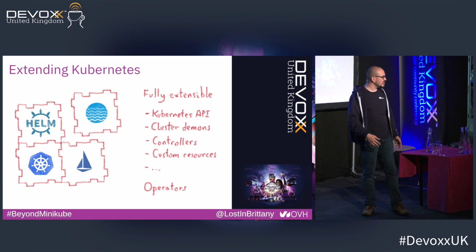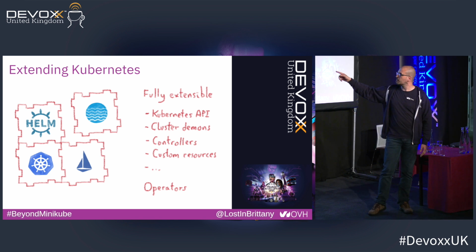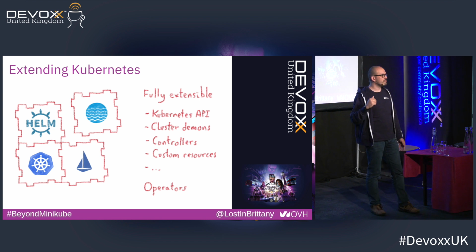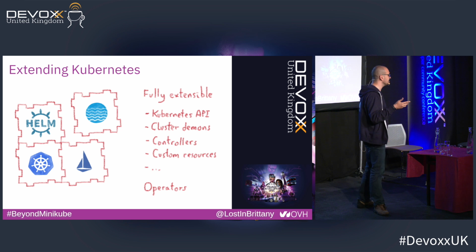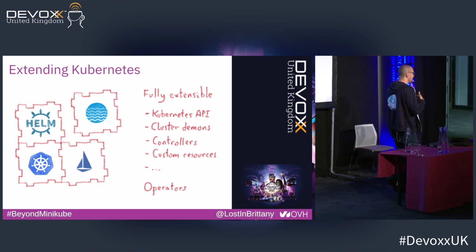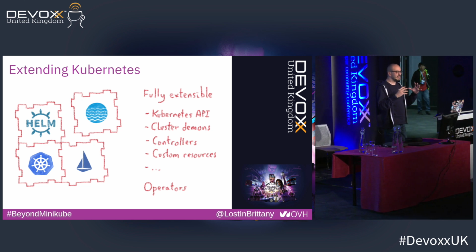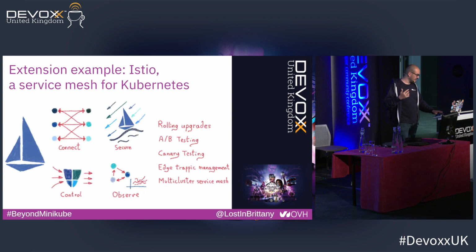You have Istio, it's a service mesh. I will talk about it in a minute. You have Velero in order to do full backups and restore of your cluster. So you can take the basic cluster, you can deploy your application, and when you need, you can add new functionalities without changing your deployed application.